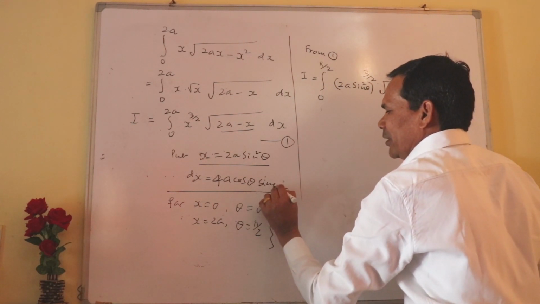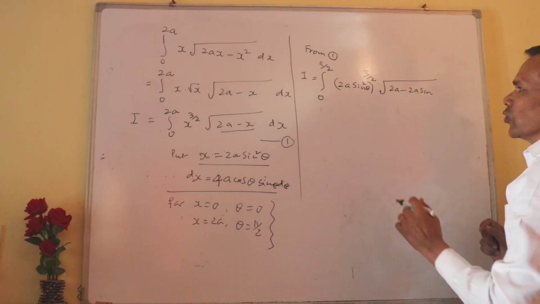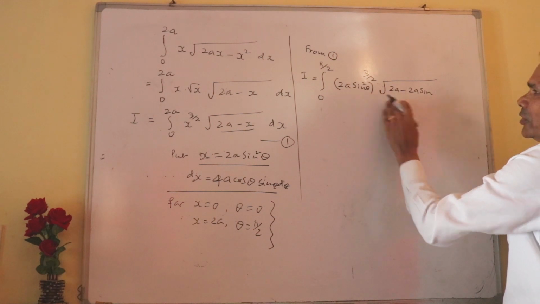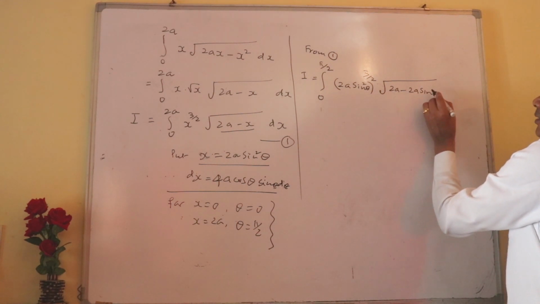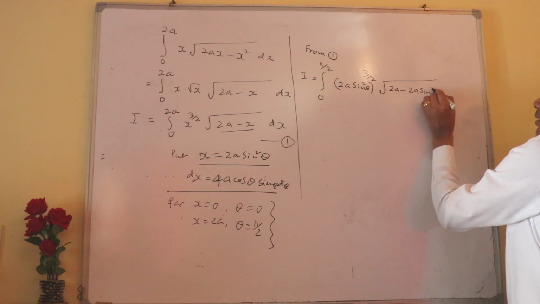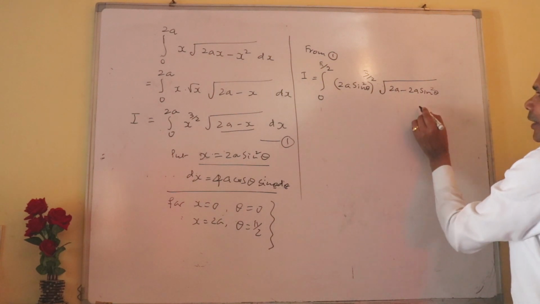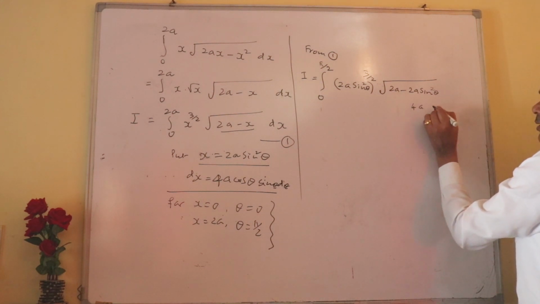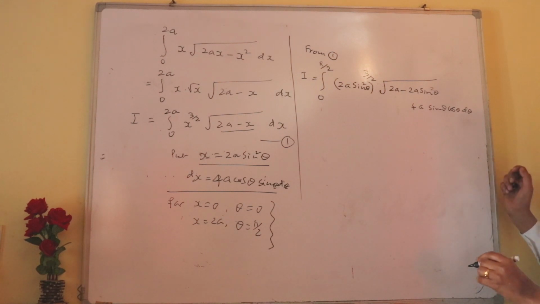Cos theta sin theta, so that it is sin square theta. So I use the substitution, I put it here 2 times a sin square theta, and this one it is 4 times a sin theta cos theta d theta.